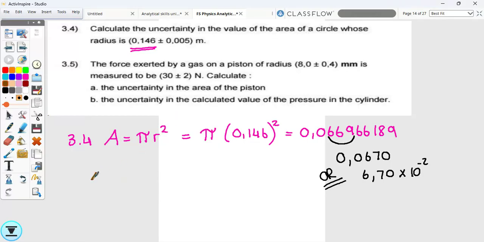So that means to get the fractional uncertainty in our area, it is going to be the fractional uncertainty, so 0,005 over 0,146. I'm going to do this a little bit faster now. And we need 2 of them because it's squared. So we're going to need 2 of these.